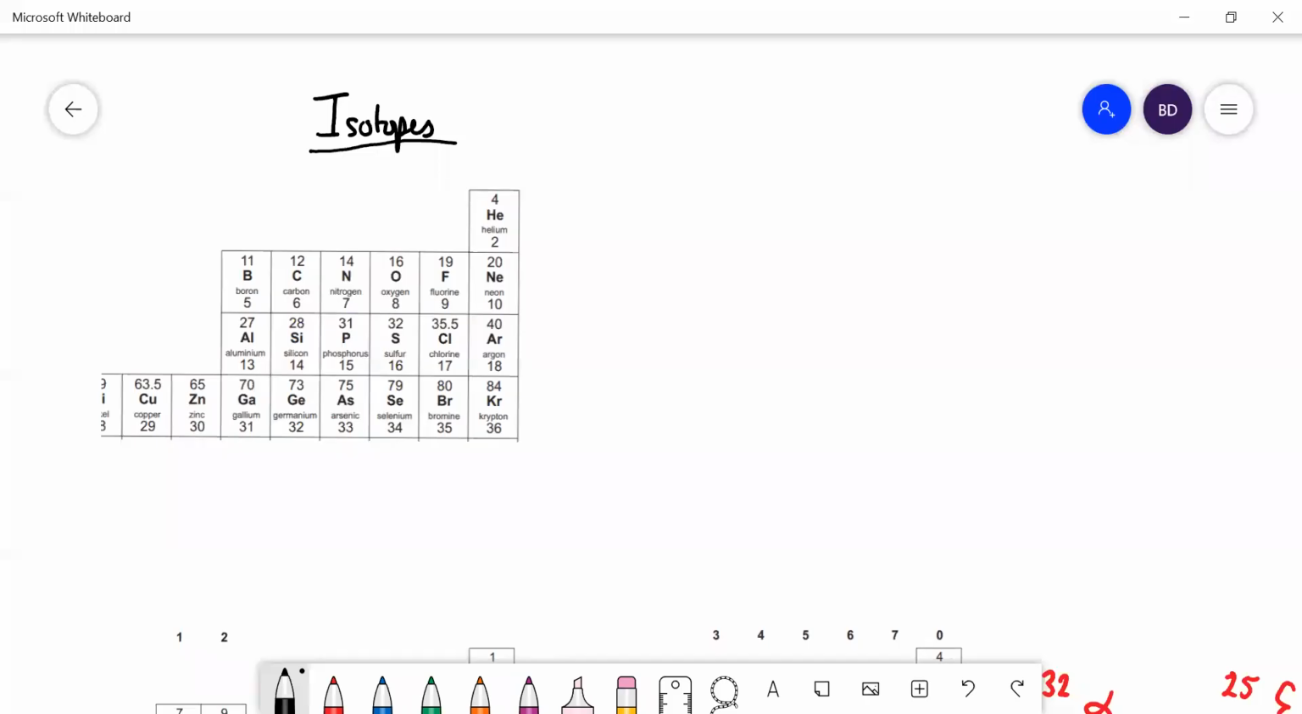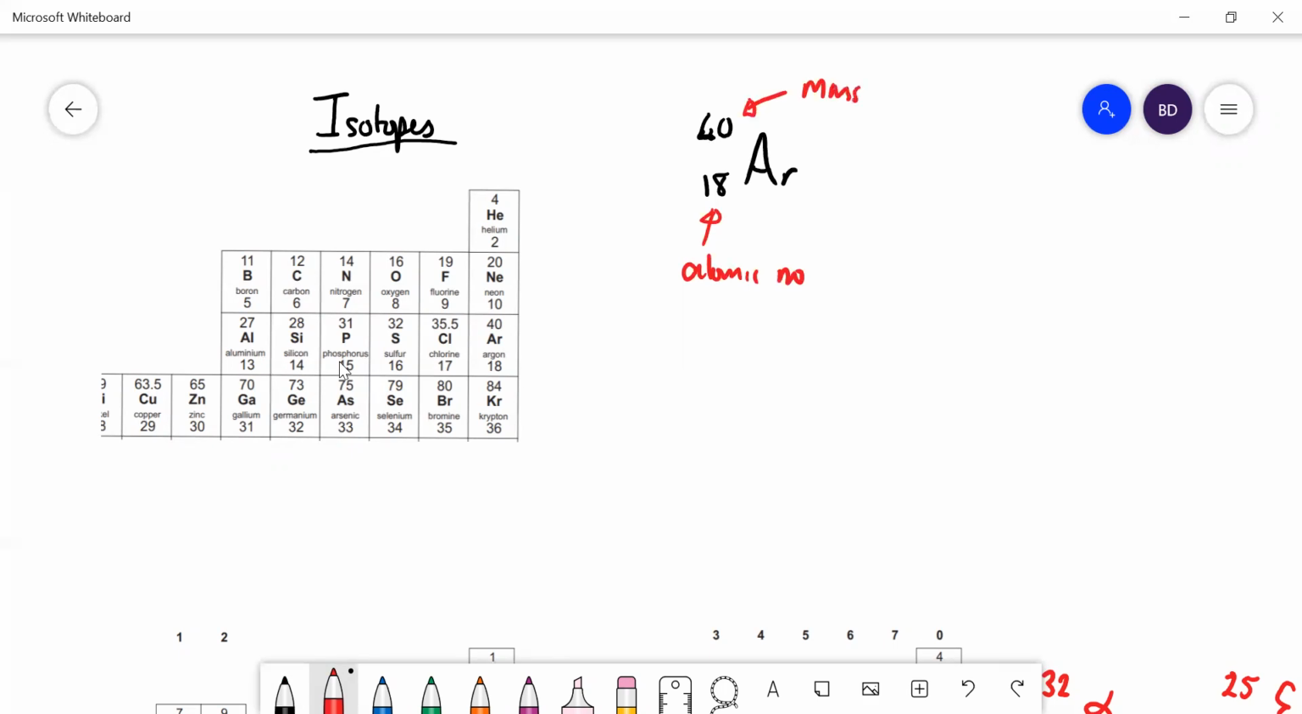Okay, we're going to look at isotopes. So if you look at your periodic table, you can see, for example, let's say argon here. We've got 40, 18. And we've said that this is the atomic number, and this is the mass number.